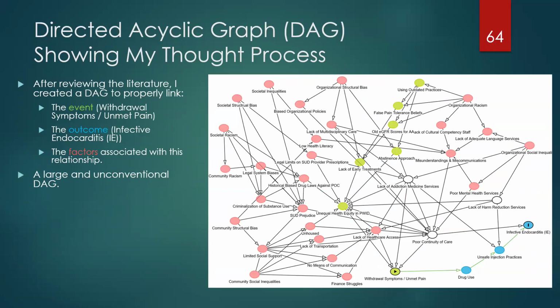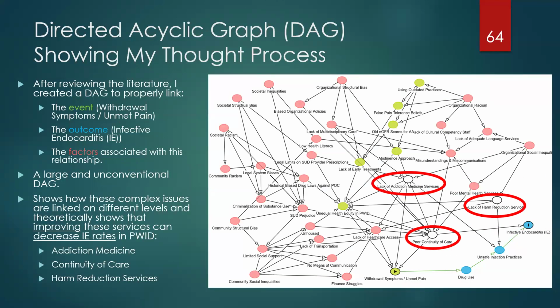And I'm just going to show my thought process here. This is a directed acyclic graph I made. So the event is withdrawal symptoms, unmet pain, and that can lead to drug use, the unsafe injection practices, which could eventually lead to infective endocarditis. So it's a very complex issue and a large unconventional bag, but it shows how complicated these issues are at a societal level. And if you control stuff like poor continuity of care, lack of addiction medicine services, and lack of harm reduction services, you can effectively remove this outcome from happening in people who inject drugs, which is infective endocarditis.